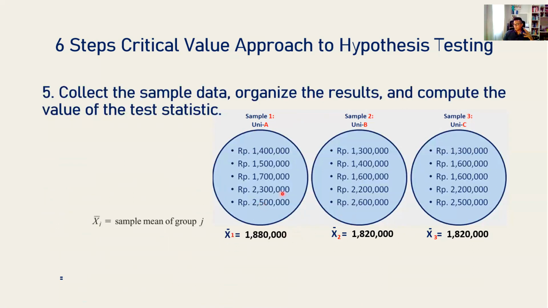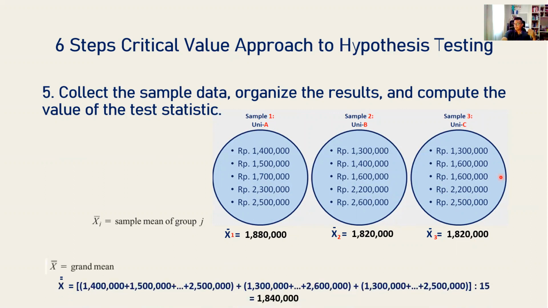After we have the sample mean of each group, then we have to calculate the grand mean. What is the grand mean? The grand mean is simply a summation of all the values, 1.4 and so on until 2.5, divided by the total number of respondents, which is 15.